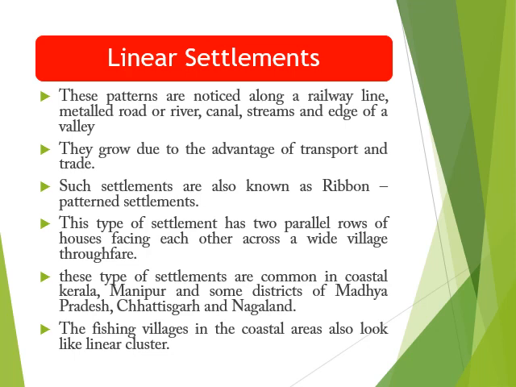This type of settlement has two parallel rows of housing facing each other across a wide valley through fair. Or you can see on a road at the left side or the right side, both sides people stay, like this we are talking about. These types of settlements are common in coastal Kerala, Manipur, and some districts of Madhya Pradesh, Chhattisgarh, and Nagaland. The fishing villages in the coastal areas also look like linear clusters.